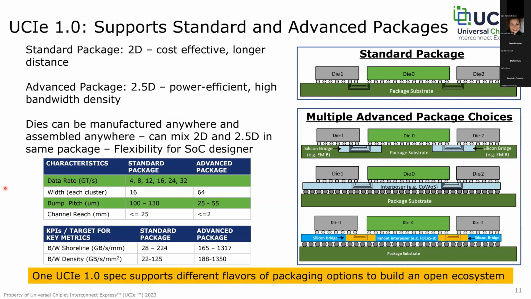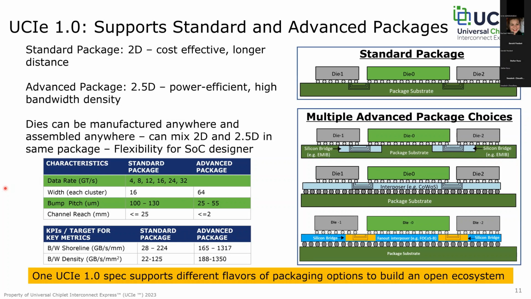Stefan is going to go over this in much greater detail than myself. But in this example, you can see cross sections of silicon bridges, interposers, and fan-out RDL type technologies. These are all considered advanced package technology. In the tables over there, we range from 4 to 32 GT/s data rate for both the standard package support as well as advanced package support. So 4, 8, 12, 16, 24, 32 GT/s.